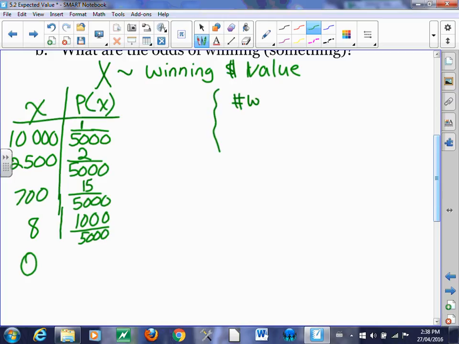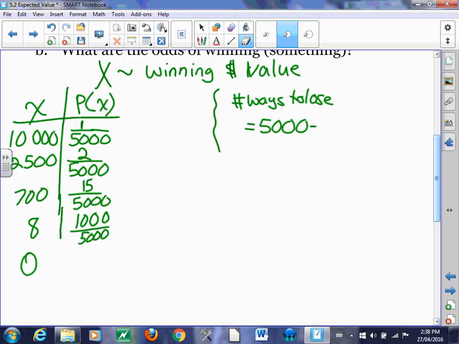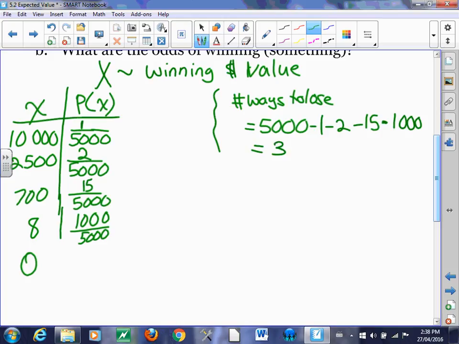So, number of ways to lose, again, I'm using the complement method, equals the total, which is 5,000, subtract the chances of winning. So, subtract one grand prize, subtract two runner-up prizes, subtract 15 TVs, subtract 1,000 travel mugs. So plugging that in, you should get 3,982 tickets that are lost. Lovely. Does that surprise you? Hopefully not, because lotteries aren't usually meant for winning.